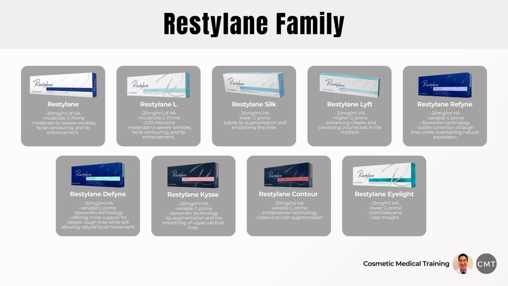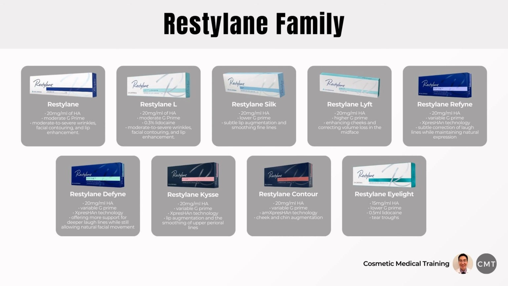Contour is designed specifically for cheek and chin augmentation. It uses the novel cross-linking method of the expression technology, creating a product with variable G prime allowing for excellent lift and longevity. It also has 20 milligrams per ml of HA.